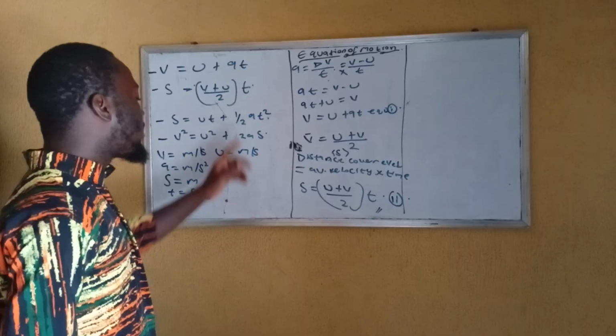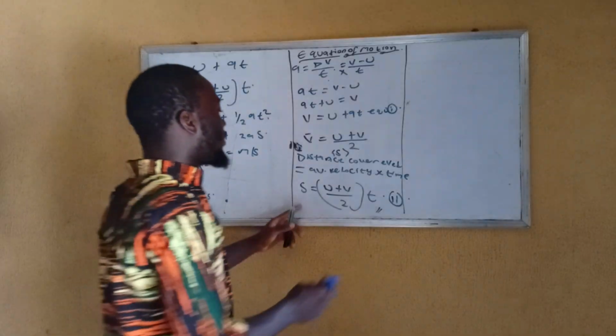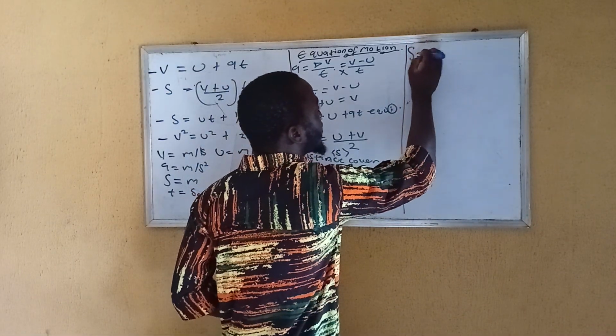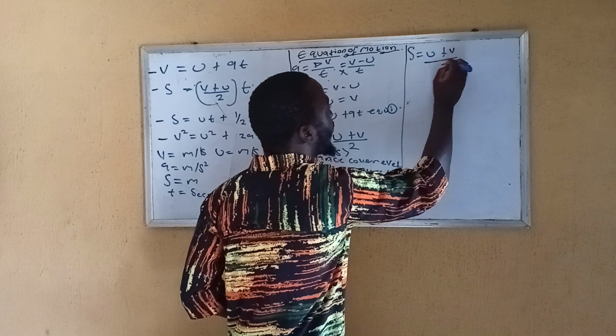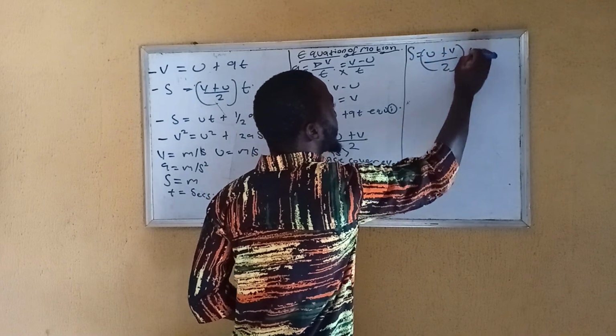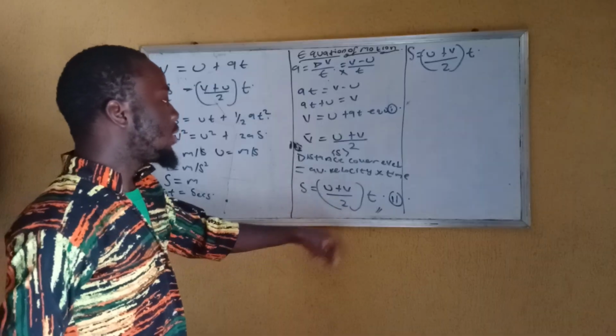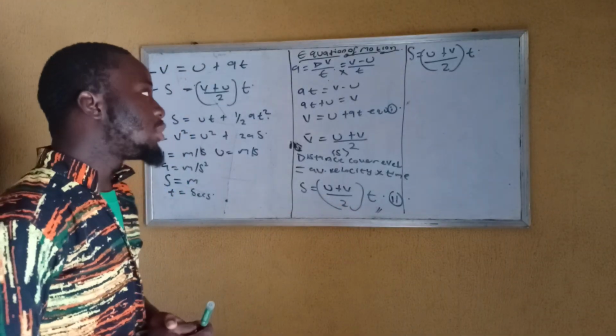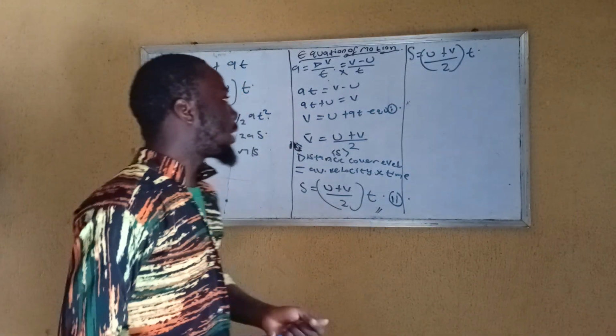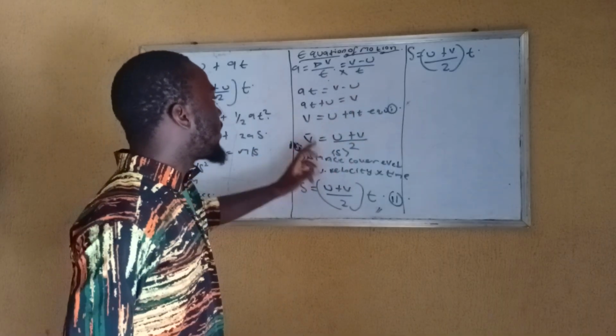Now we derive equation 3 from equation 2. Our equation 2 says that s is equal to (u plus v) over 2, close bracket, times t. Are you getting me? s is equal to u plus v over 2, everything in brackets, times t.